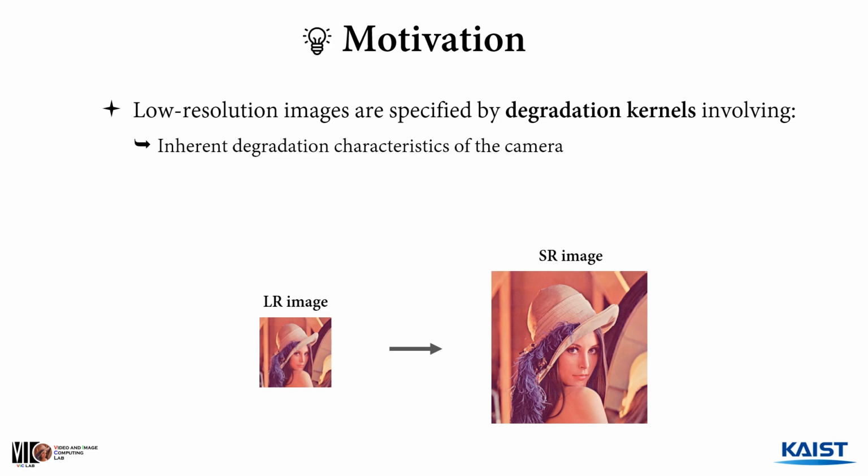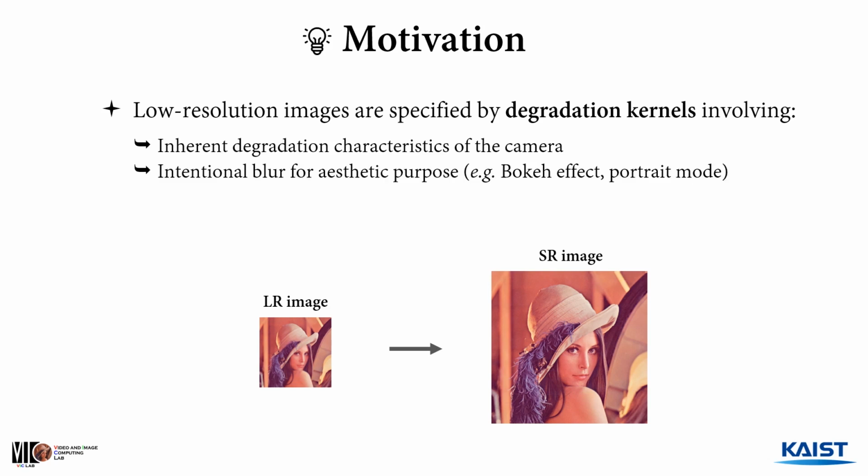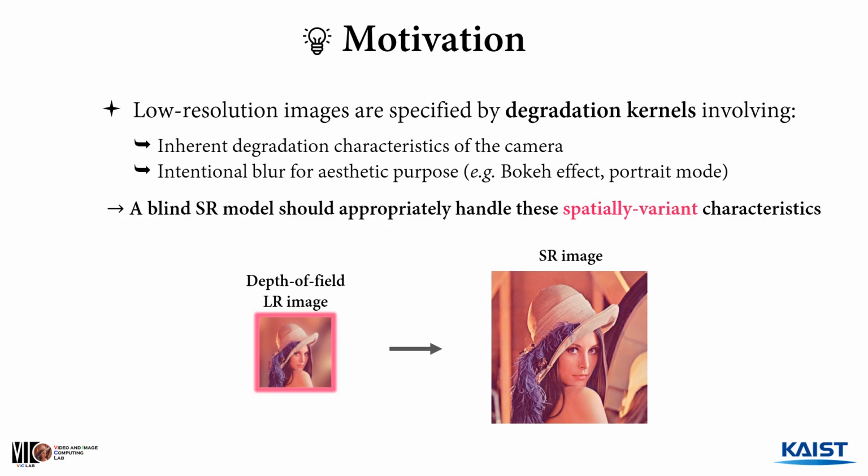There's a usual blur due to the intrinsic camera characteristics that tends to be spatially equivariant across the image. Often, there's also an intentional blur by adjusting the depth of field of the camera, which tends to be spatially variant due to some areas being in focus and some out of focus. A good blind SR model should appropriately disentangle these mixed blur characteristics, removing the degradation blur and leaving the intentional blur as is to maintain the photographer's intent.